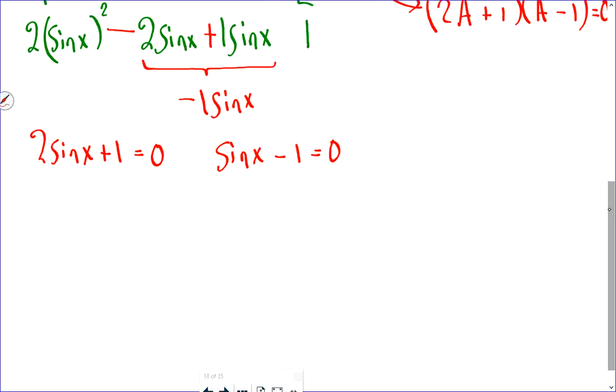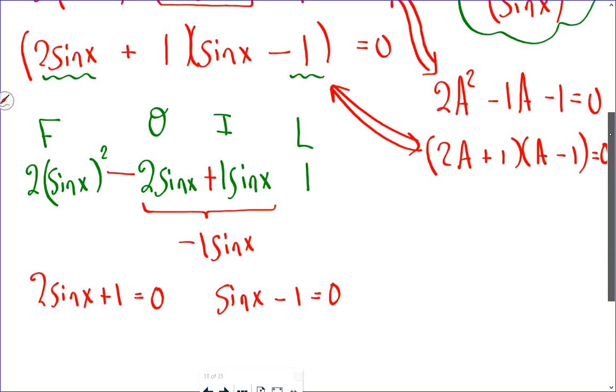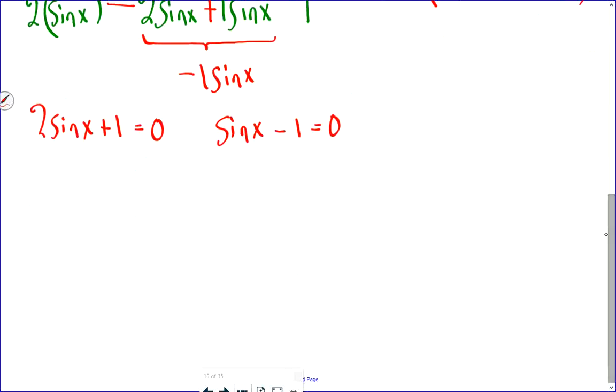So again, what's in green is just a check of our work. The red is our work. So this equation, when we rearrange it, becomes sine of x equals negative 1/2. This equation becomes sine of x equals 1. And I am going to take a turn here and almost force you to think of the unit circle.